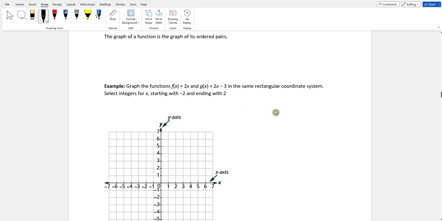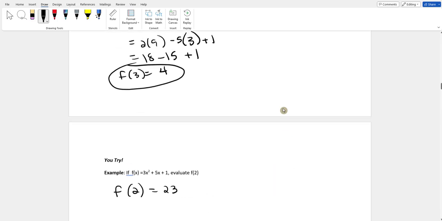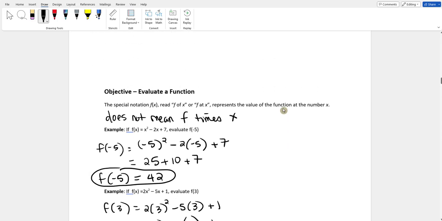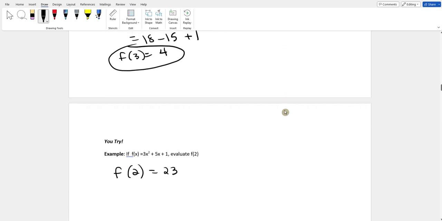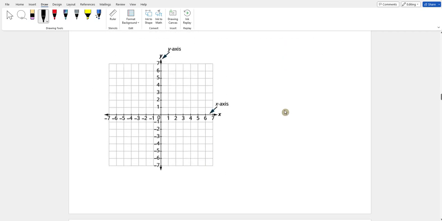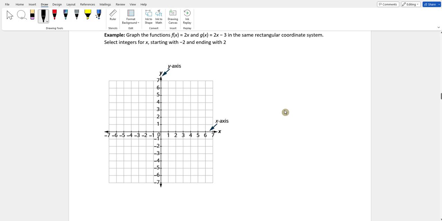So f of x is also the same as saying y. F of x is the same as y. They also have different functions. You might see g of x. You might see h of x. Just know that all of these are equal to y. It's just your y value. So if we look at this first graph, we're going to do ordered pairs here.